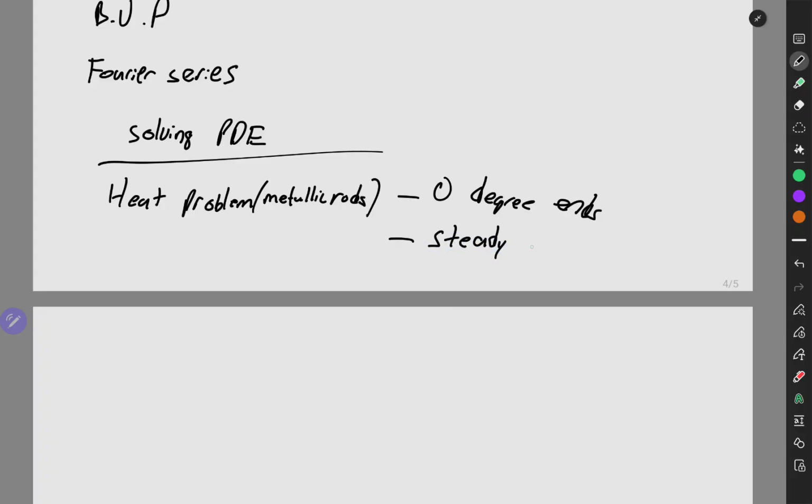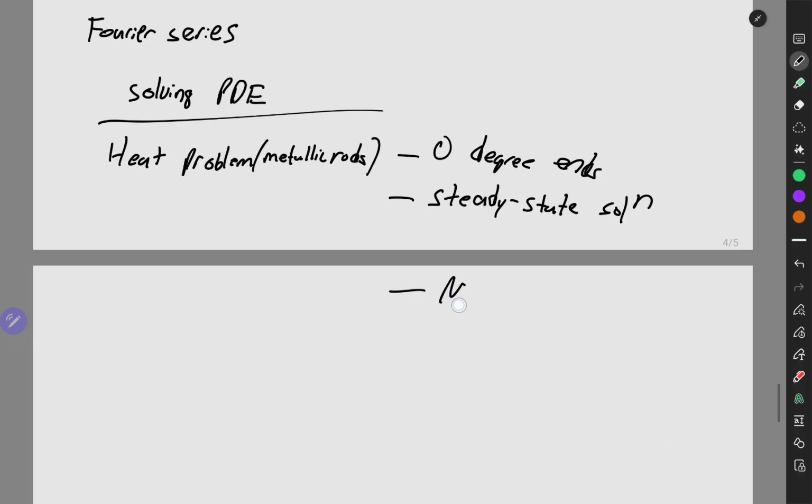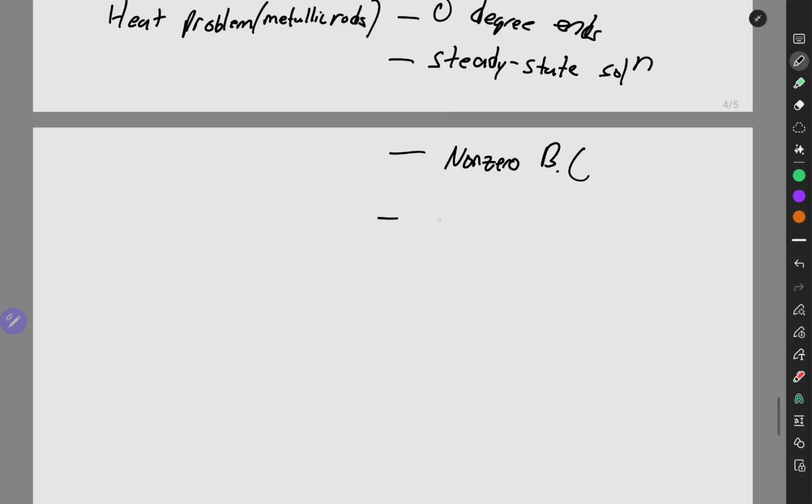We're mostly going to look at the heat equation. We're going to look at non-zero boundary conditions. Then we're also going to look at insulated ends. All this really does is change up the boundary conditions.